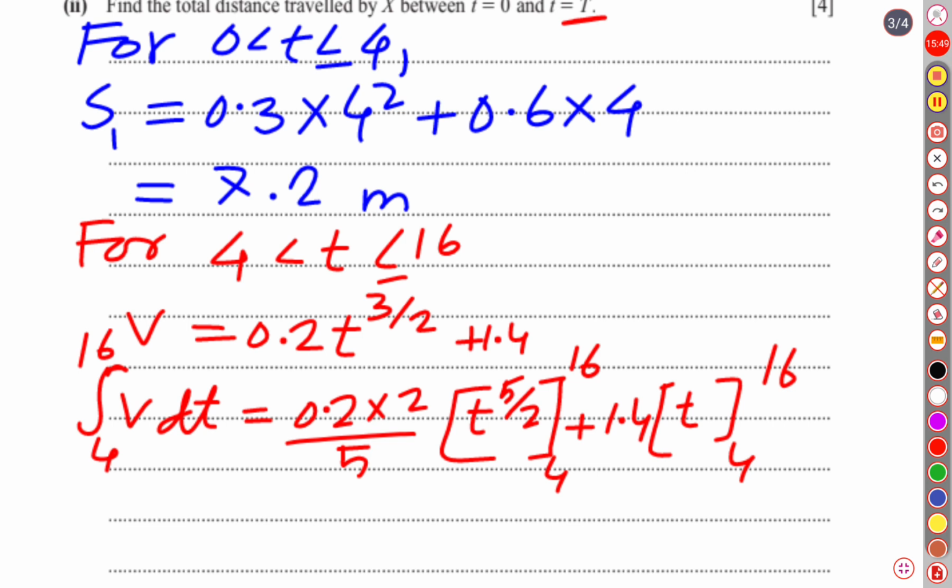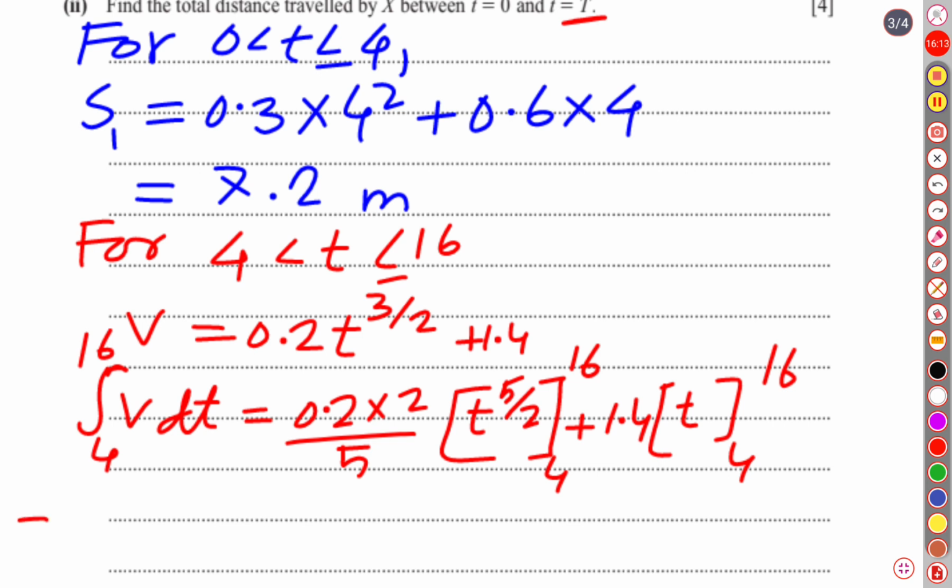We are not including the 4th second. Remember, it is more than 4. That's why a constant value is not necessary here. We don't need the value of displacement at the 4th second. At the 4th second it is not included. It is the beginning from the 4th second. That's why a constant is not necessary to be written over here.